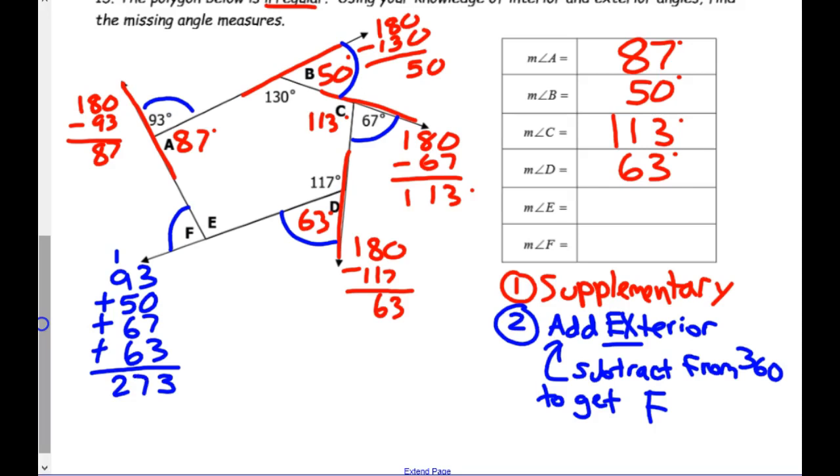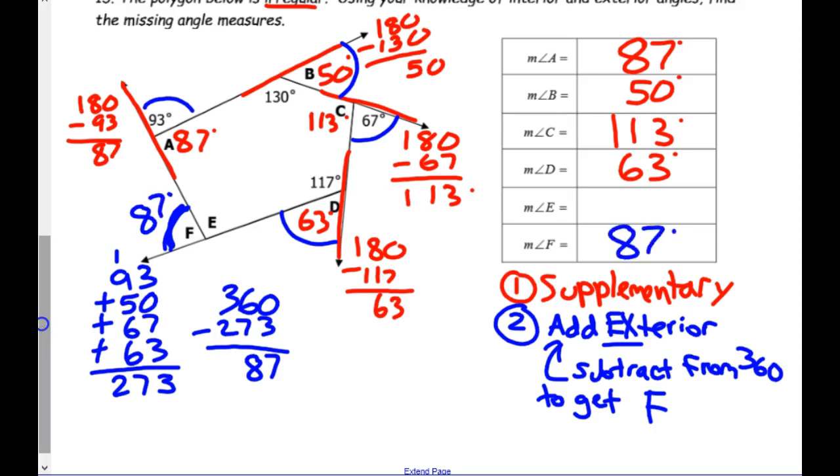273. I'm going to take that and subtract it from 360 so I can get this missing exterior angle F. So I get 87 degrees for angle F, because I know my exterior angles always add up to 360. That's something we got to know.